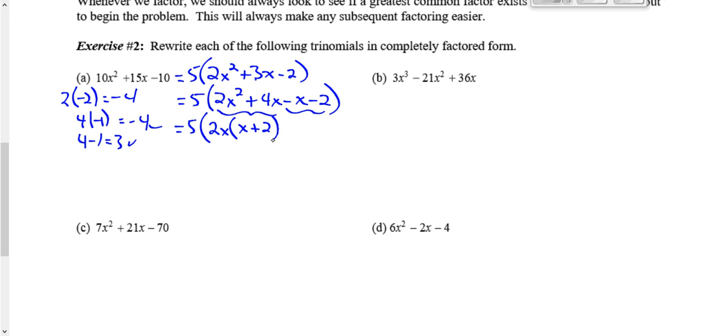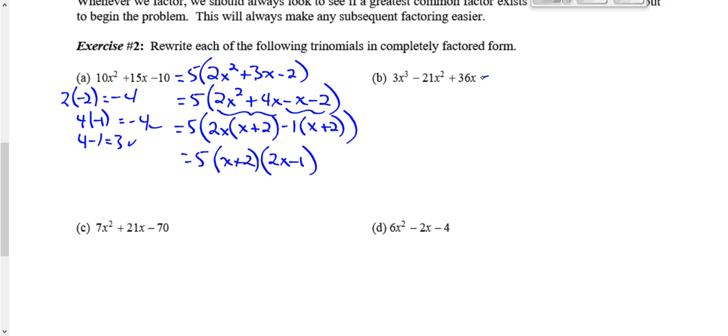What? 1 maybe. Look at the signs though. Let's factor out a -1 from that second group. What does that leave us then? x plus 2. So now we've got 5 times what? x plus 2 times 2x minus 1. There you go, factored completely. Okay? It puts all our factoring tools together. All right, you guys try part B.